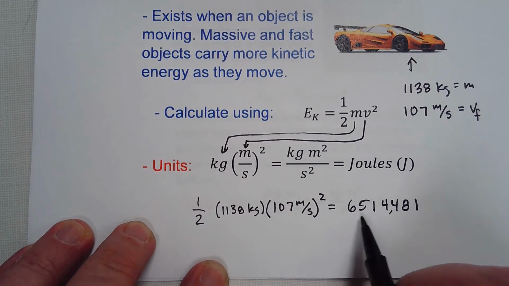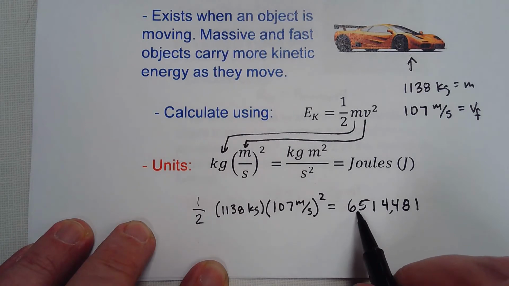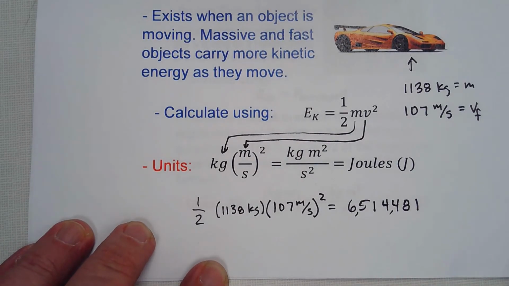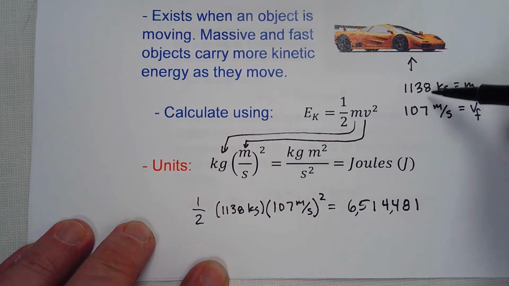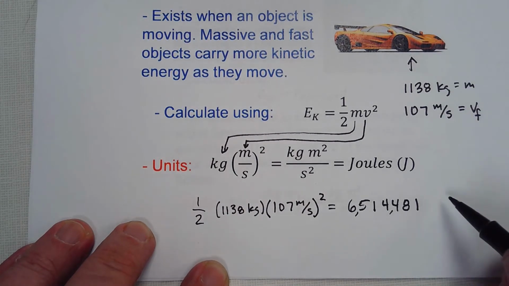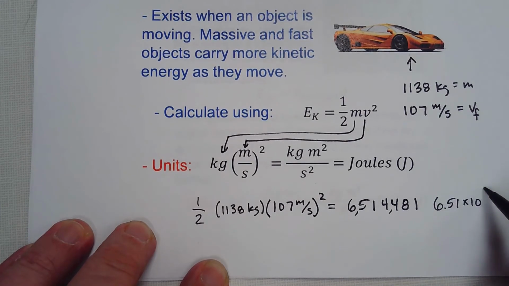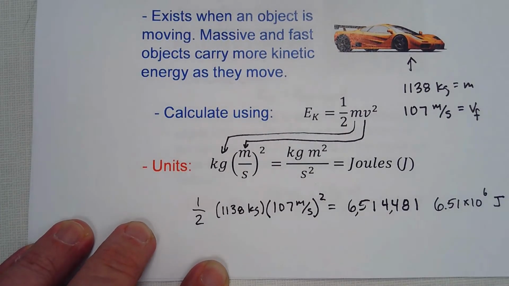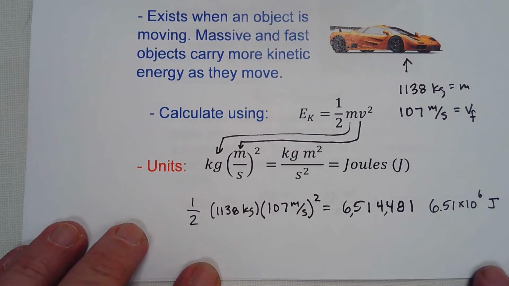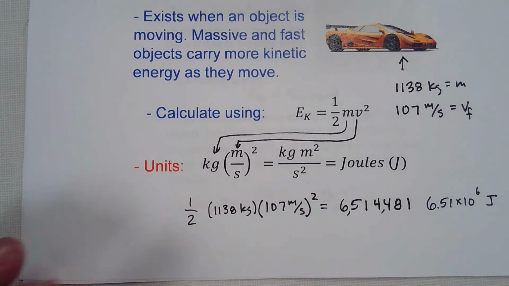So that is 6,514,481 joules. We have 3 sig figs in one of these values, 4 in the other, so we'd round this to 3 sig figs. So we'd call it 6.51 times 10 to the 6th joules, about 6.5 million joules. That's a big number, and what that tells us is that an individual joule of energy is really small. A joule of energy is not that much energy.